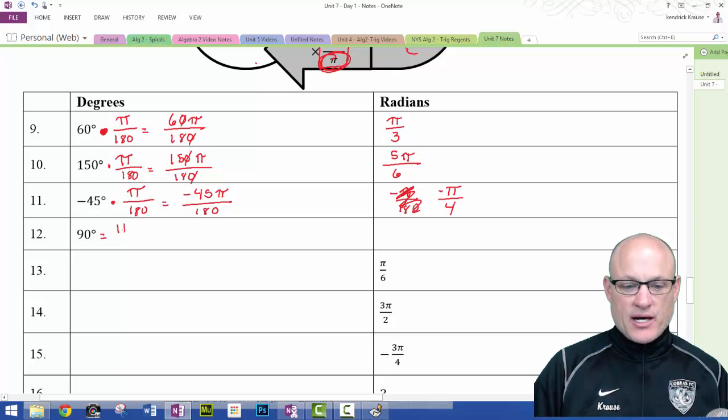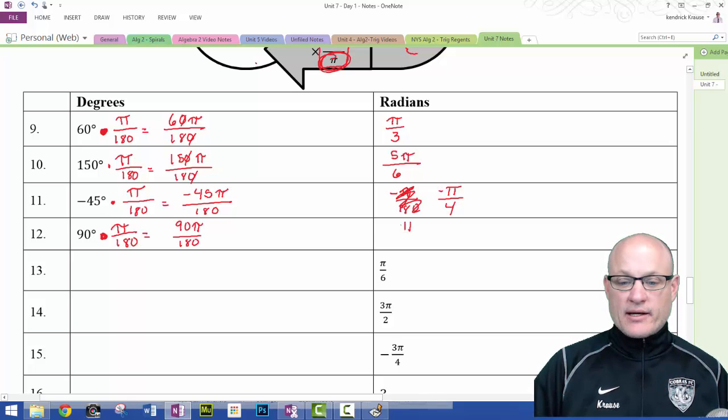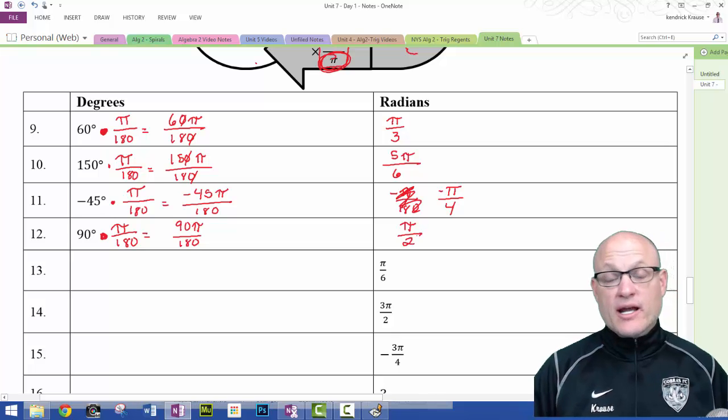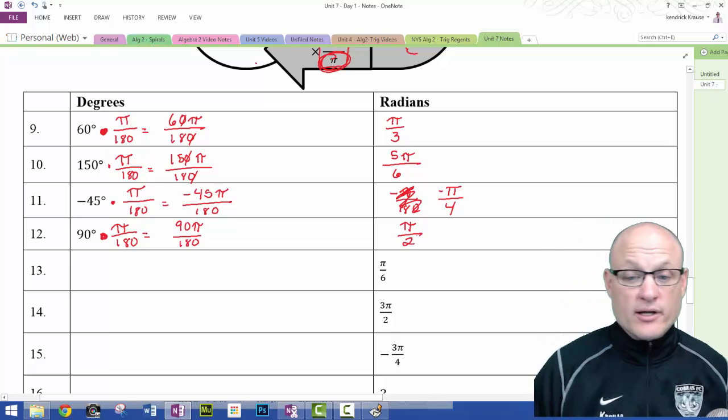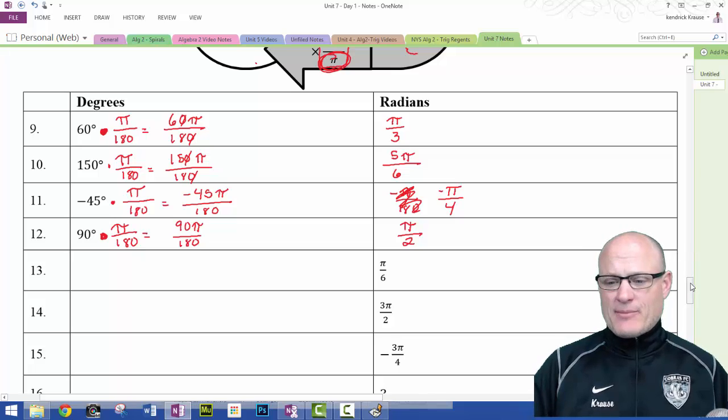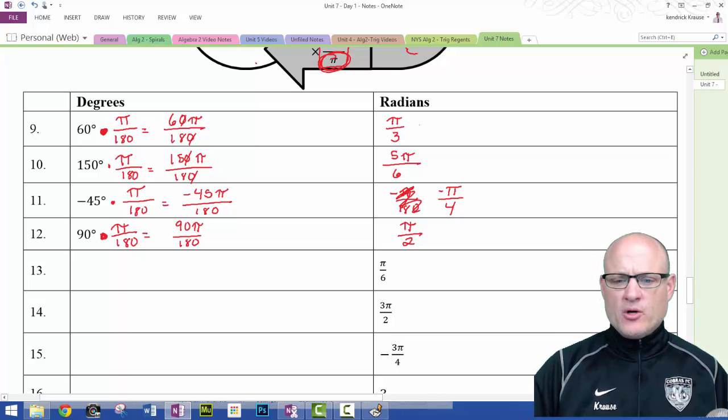90 is really easy. Pi over 180, we're multiplying by 180, and we get 90 pi over 180 degrees, or pi over 2. And you're going to have to do this over and over and over again. Sometimes they ask for these in decimal form, which just means you're going to have to put this in your calculator. Pi over 3, you just take pi, divide by 3.